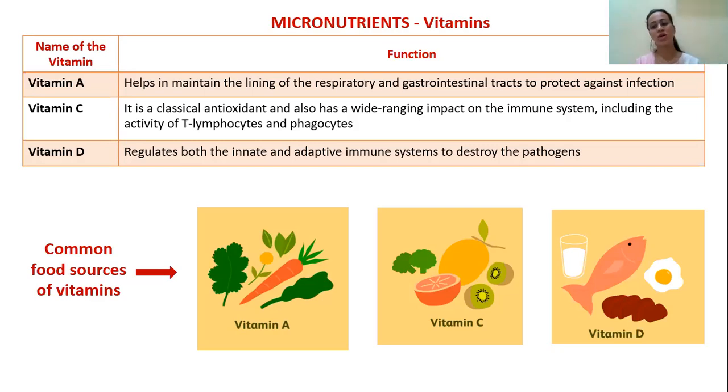It is, as we all know, a very good classical antioxidant, and it has a very wide-ranging impact on the immune system activity, including the activity of T lymphocytes and phagocytes. We are all aware of the fact that vitamin C is largely present in citrus fruits. And finally, vitamin D. It regulates both the innate as well as the adaptive immune system so as to destroy the pathogens. So milk, fish, egg, all these are rich sources of vitamin D. Vitamin D is also synthesized in the body upon exposure to sunlight.